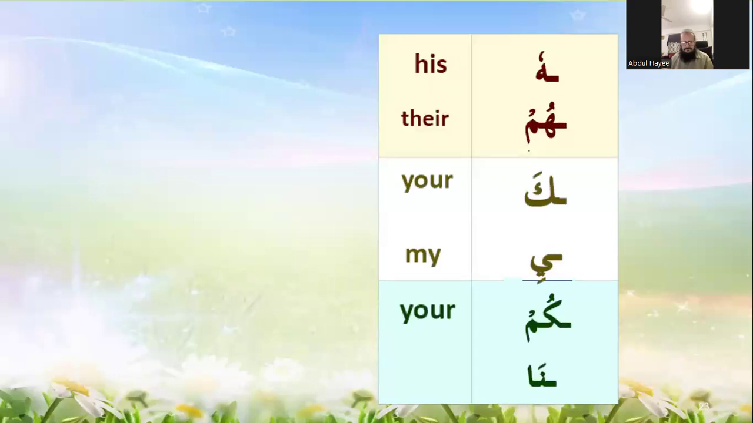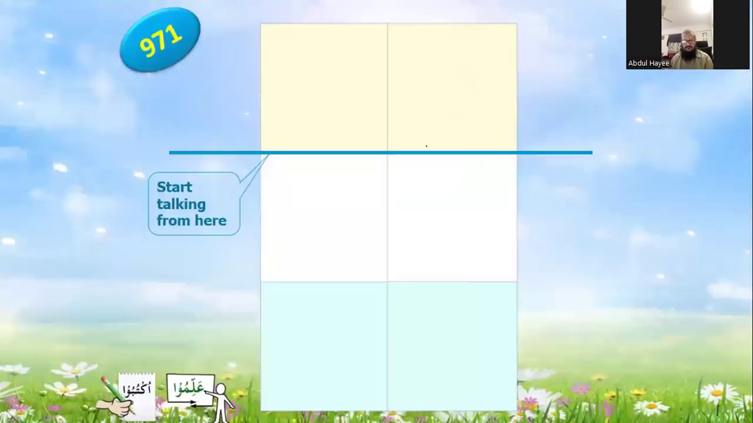Now, we also want to look at the other aspects, which is hu, which is his, hum, their, ka, your, ya, my, kum, your, na, our. This is also like the possessive pronouns. Next slide, please.